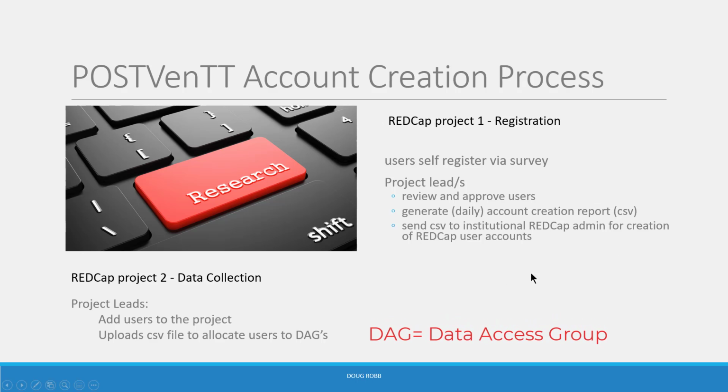That's a very self-contained process to do with curation of users and ensuring that they meet all the criteria that you specify before they get allocated to the data collection, which is a separate REDCap project. At that point, the project leads can then assign users to the project and upload the CSV file or manually allocate users to DAGs.